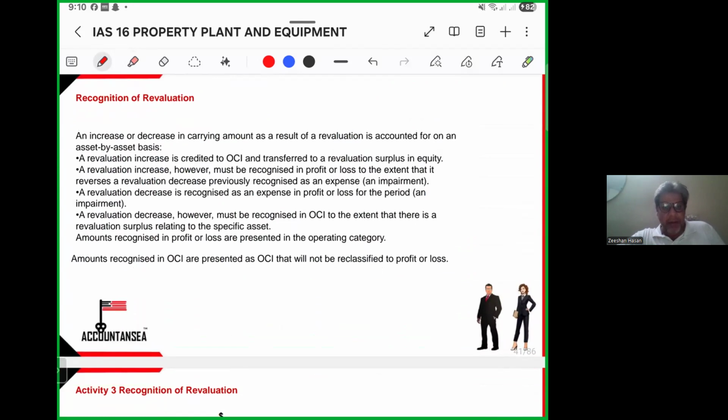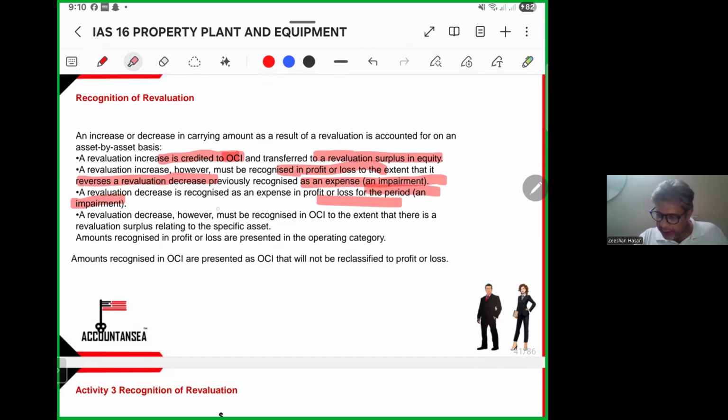An increase or decrease in carrying amount as a result of revaluation is accounted for on an asset by asset basis. A revaluation is credited to other comprehensive income and transferred to the revaluation reserve. Surplus or reserve is the same thing in equity. A revaluation increase, however, must be recognized in profit or loss to the extent that it reverses a revaluation decrease previously recognized as an expense and impairment. A revaluation decrease is recognized as an expense in profit or loss for the period and impairment.